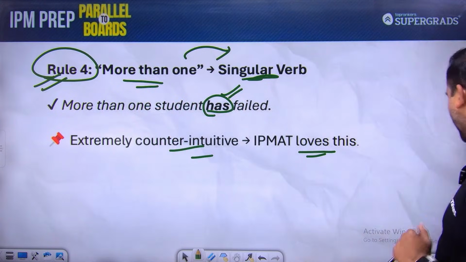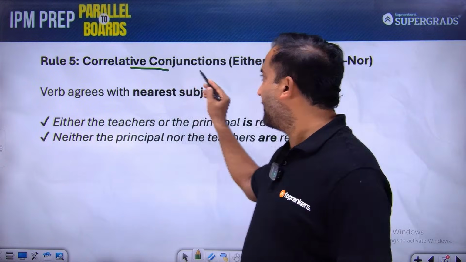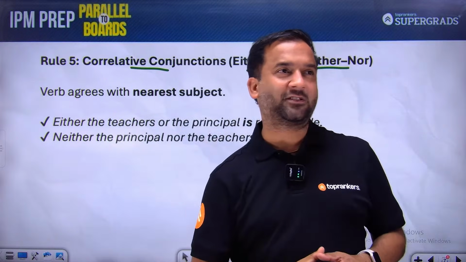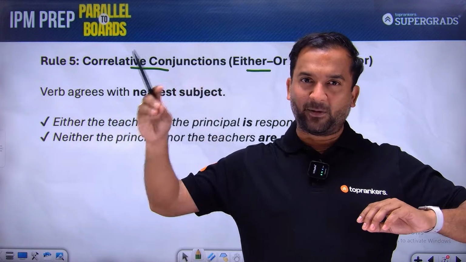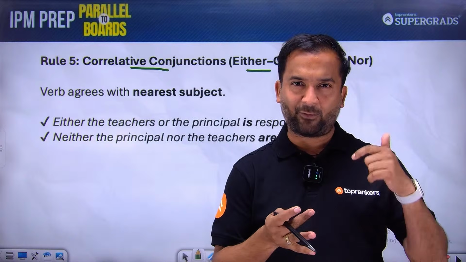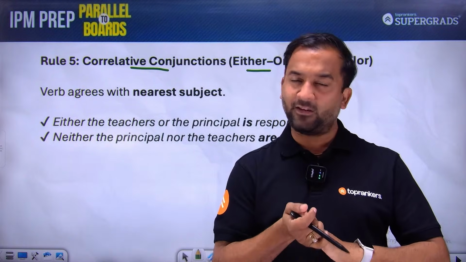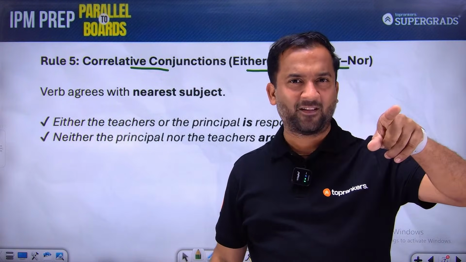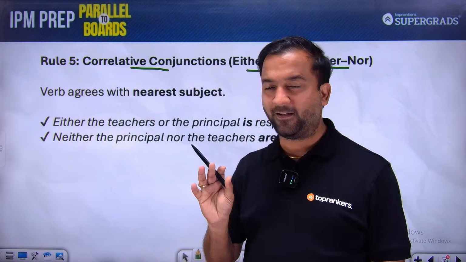Let's quickly move to the last rule, students, and that is correlative conjunctions. Conjunctions like either-or, neither-nor. Once again, I would say, जो मैं बोल रहा हूँ, do not trust that. Go back and look at the previous year papers. Go back and look at the paper of IPMAT Indore 2025, 2024, and then come back to this session. Then you would say, हाँ sir, neither-nor का एक question था exam में, और मेरे भैया ने गलत किया था. That would definitely happen.